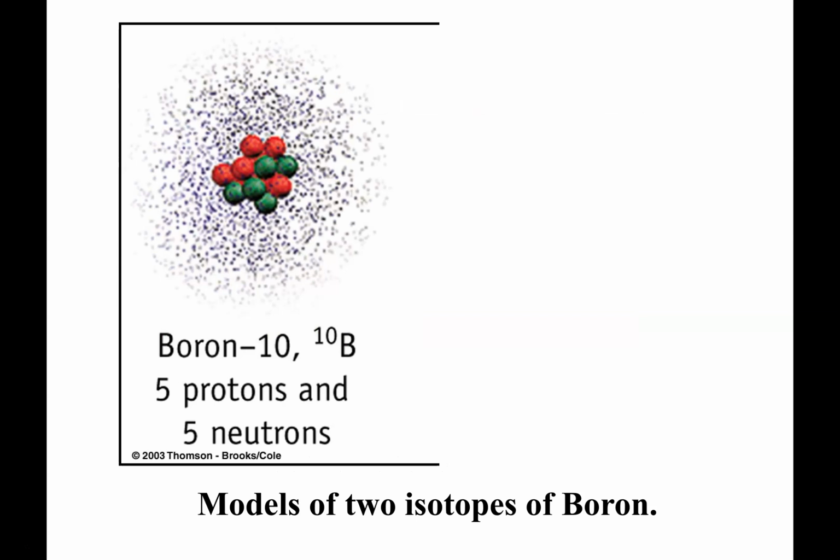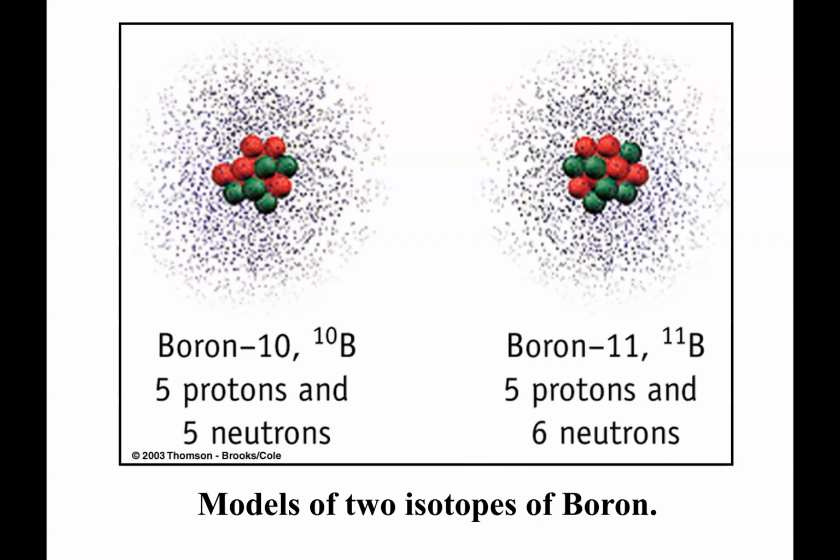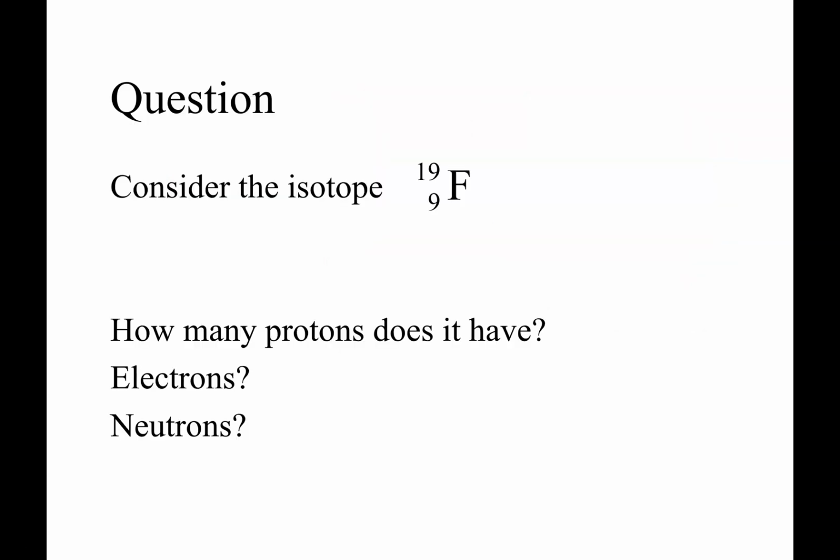Picking on boron, we would find it with a red 5 here. It's atomic number 5. There are a couple of versions. This is boron 10. This is boron 11. Of course, boron 11 has 1 more neutron than boron 10. So you might need to do something like this.